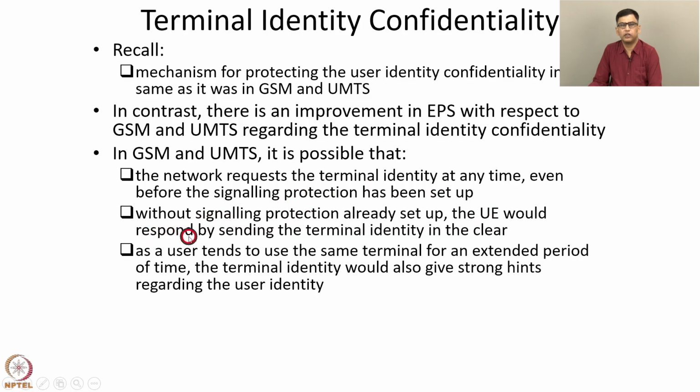and the cell phone does not have a one-to-one mapping with the SIM card, because we can remove a SIM card from a cell phone and place it in another cell phone. But typically, most users tend to use the same terminal for an extended period of time. So hence, the terminal identity also gives strong hints regarding the user identity. So by tracking the terminal identity, an intruder can track the user identity. This was a limitation of terminal identity protection in GSM and UMTS. It was possible for an intruder to track the terminal identity, and from there the intruder could get hints about the user identity.